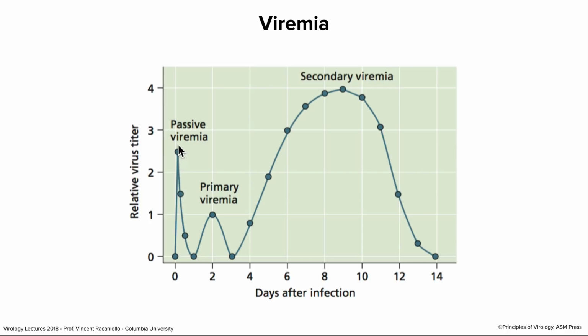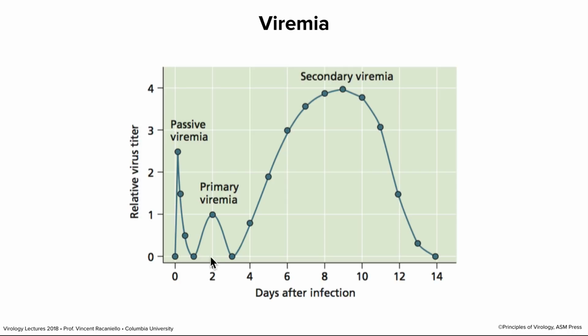So you can see at time 0 and shortly thereafter, you have a spike of virus, which is what the inoculum is. That's passive viremia. When you inoculate virus into a host, whether it be via a needle or a mosquito, what first ends up in the blood is passive. It hasn't replicated yet, so we call it passive viremia.